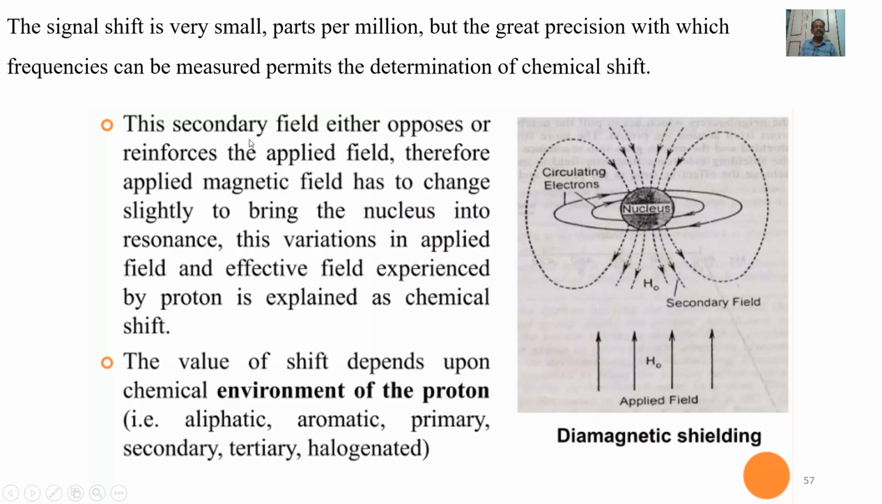The secondary field or local field either opposes or reinforces the external applied field. Therefore, the applied magnetic field has to change slightly to bring the nucleus into resonance. This variation between the applied field and the effective field experienced by the proton is explained as chemical shift. The value of the shift depends upon the chemical environment of the proton, for example, aliphatic, aromatic, primary, secondary, and so on.